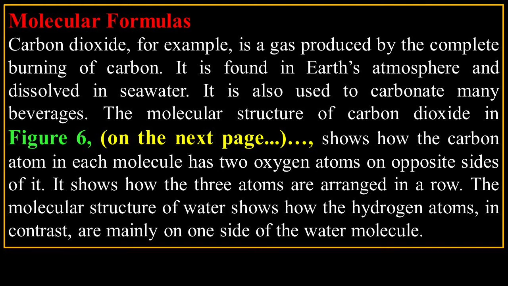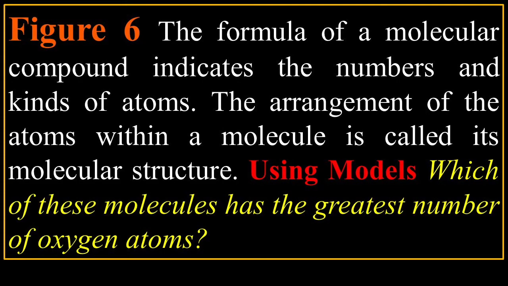The molecular structure of water shows how the hydrogen atoms, in contrast, are mainly on one side of the water molecule. The water molecule, that is called a bent geometry. Figure 6, the formula of a molecular compound, indicates the numbers and kinds of atoms. The arrangement of the atoms within a molecule is called its molecular structure.